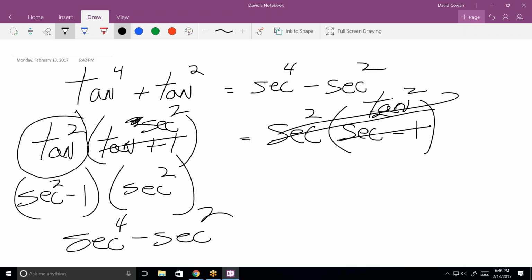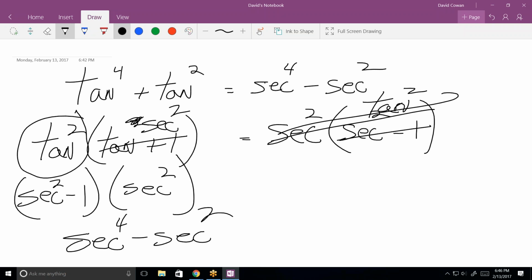I don't know that you would lose points on a test if you fooled with the right side. I don't think so. There's no hard and fast rule that says you can't fool with both sides, but they generally don't want you to. They generally want you to take one side or the other and completely turn it into the other side.